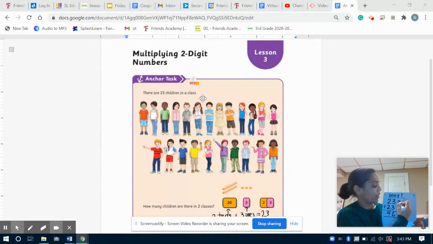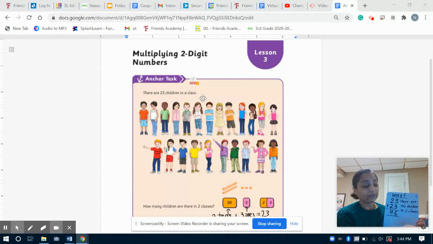So there are 46, and I always respond in a complete sentence. So I would say there are 46 children in two classes. We need to make sure we respond in complete sentences. That way, we know that we have solved and responded to the actual question itself. We don't want to just write 46, okay?